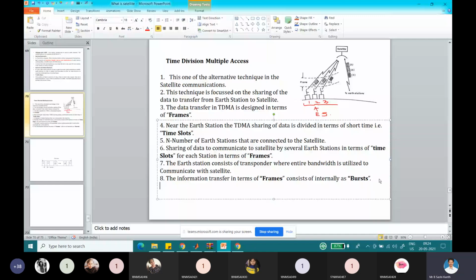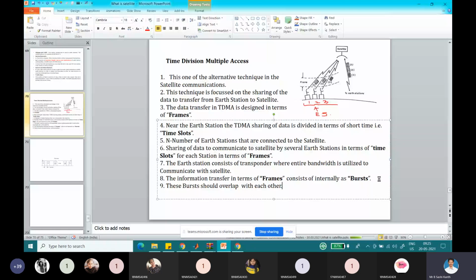These bursts should not overlap with each other. That is the most important thing here. These bursts should not overlap with each other.